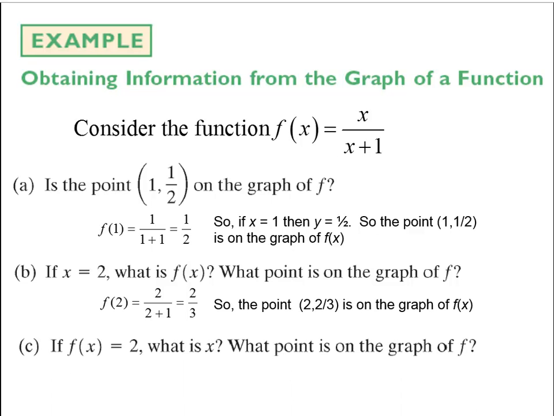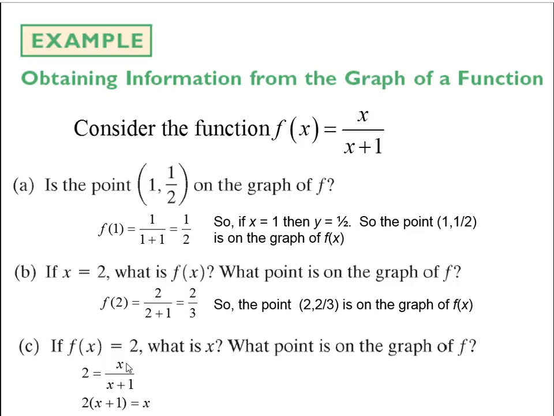So then the last question says, if f of x equals 2, what is x? What is the point on the graph? So again, notice here, we don't know the x value, and we're being asked, what is the x value, right? What we're being given is the y value. So this is saying y equals 2. What is the x value? So I'm going to literally take my equation up here and plug in y equals 2. All right? So I'm going to have 2 equals x over x plus 1, and I've got to solve for x.